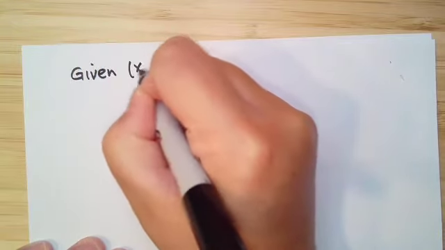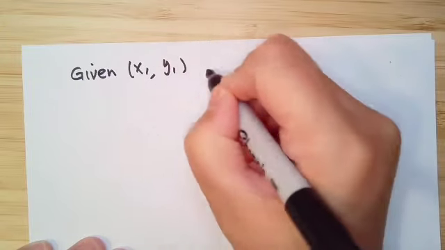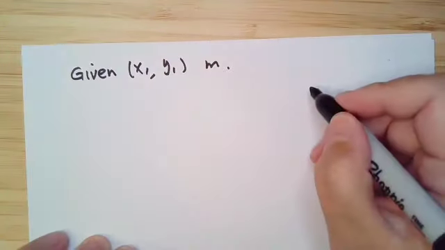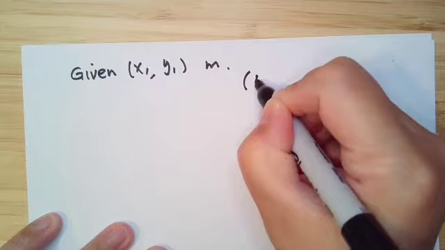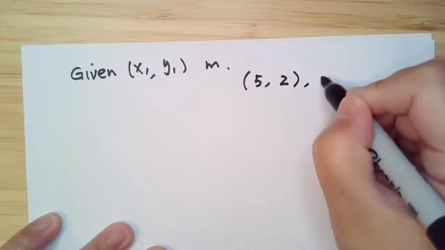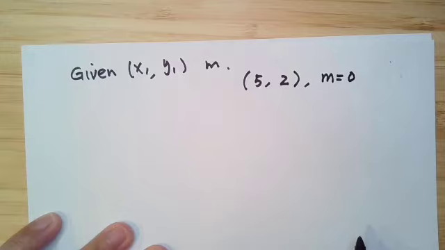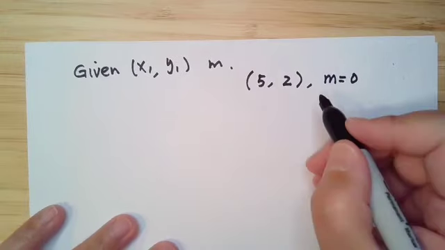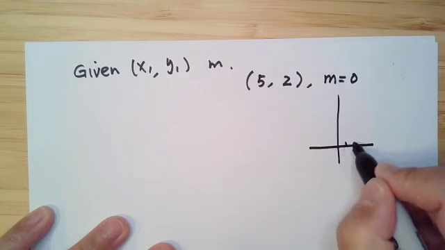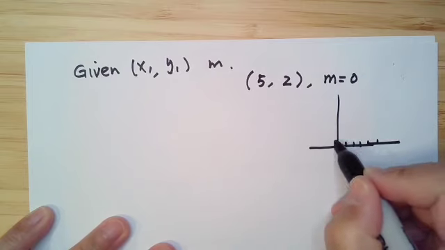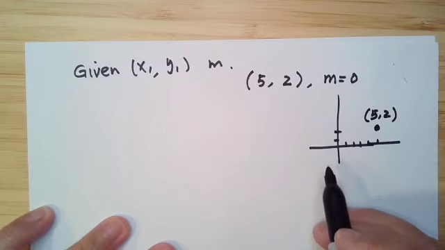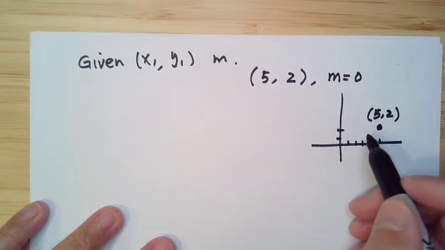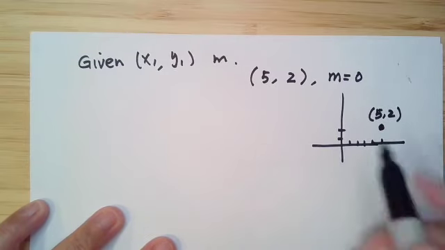Given again x1, y1, and slope. Okay. So what about this one? What about if I give you a point 5, 2, and I give you m equals 0. When I give you 5, 2, which is 1, 2, 3, 4, 5, 1, 2. So this is the point. That's 5, 2. And what about slope is 0? That means when slope is 0, it's a flat or horizontal line.